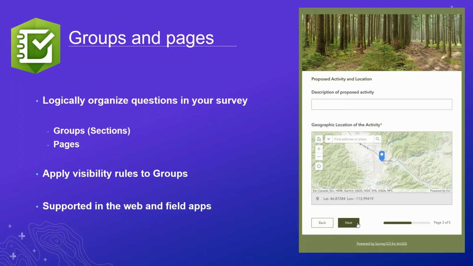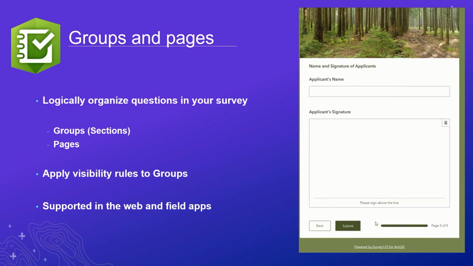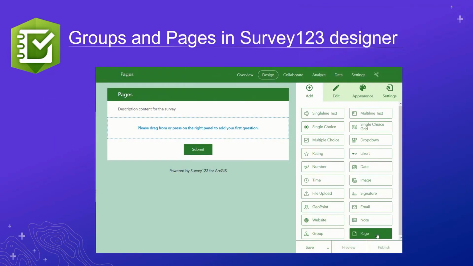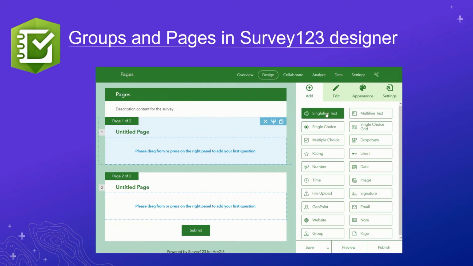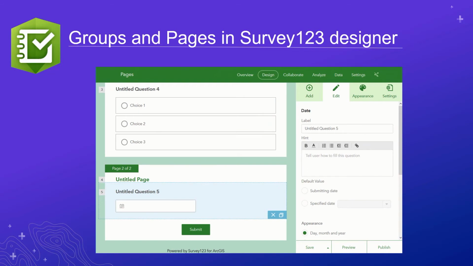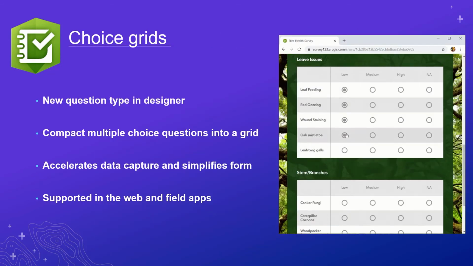This is great when you are building long forms, but even for small forms it can be actually quite handy. The way this works in Designer is pretty simple. Just like everything else in Designer, you drag and drop the pages and the groups, and then questions on top of that. The other thing we added is this notion of choice grids.